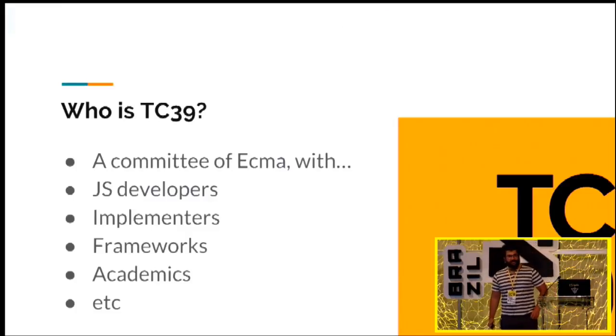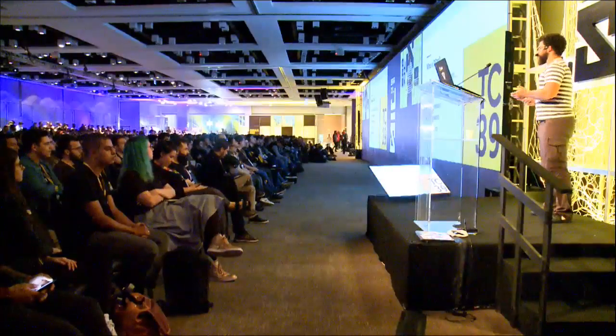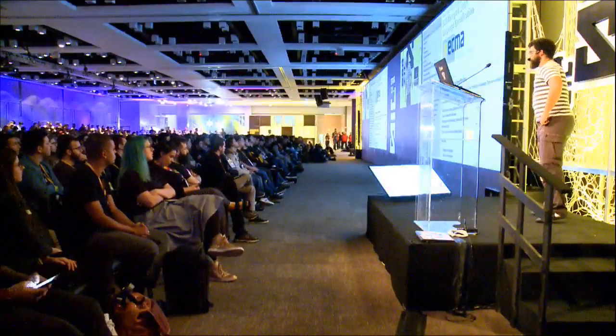But who is this group of people who's making all these decisions about how JavaScript should change? It's a committee of ECMA. ECMA is an organization based in Geneva, a standards development organization, but the people who go to these meetings are JavaScript developers as well as implementers, by which I mean people who make JavaScript itself work, like V8 in web browsers and Node, and Babel and TypeScript, as well as people who work on web frameworks and libraries, and academics with a theoretical experience in programming languages, and more. And we work together on this.